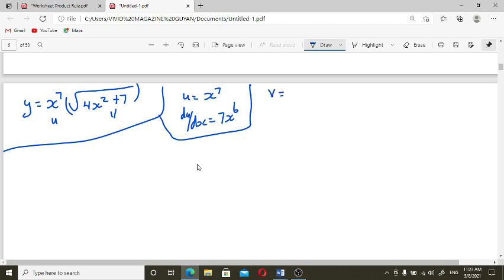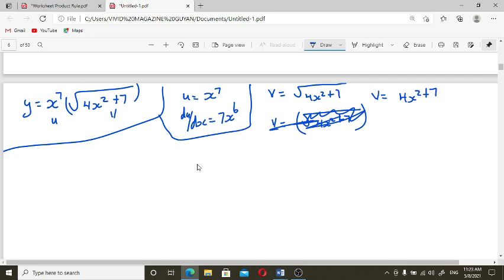Now v, which is given as the root of 4x squared plus 7, you already know right away that we need to rewrite this. So v is equal to 4x squared plus 7 raised to the half.